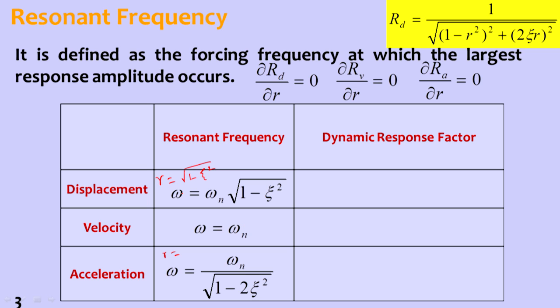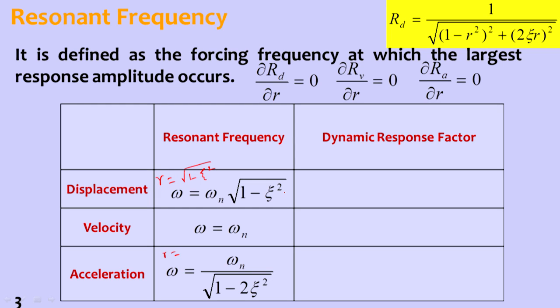Now, we will substitute these values in the original equation, but before that, let us look at the case when zeta is equal to 0, the zero damping case. There, omega is equal to omega n. For velocity, anyway omega is equal to omega n, and here if zeta is 0 again omega is equal to omega n. So under no damping condition all three are the same.